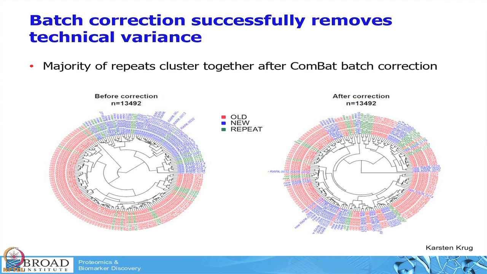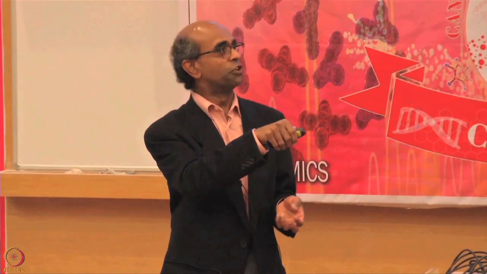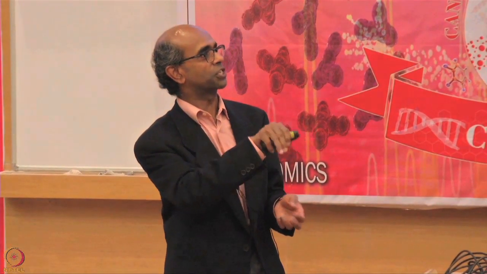And so when you correct it, you can see now that the reds and the blues are all mixed up, and the greens actually line up. The replicates line up with each other. So now after batch correction, a sample and its replicate are the most similar, which is the correct place to be, not with the things in the same batch. So we say that after batch correction, the batch effect has been removed, and now you can do the analysis. So that's kind of an example of where we used it.